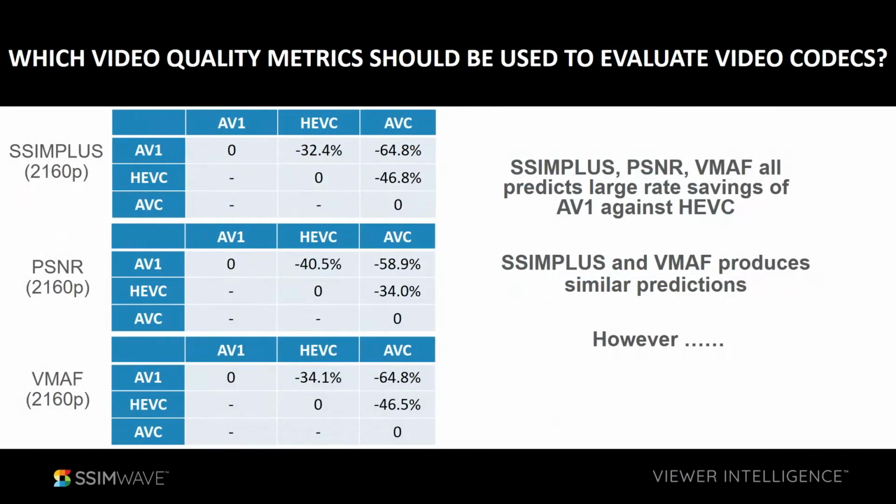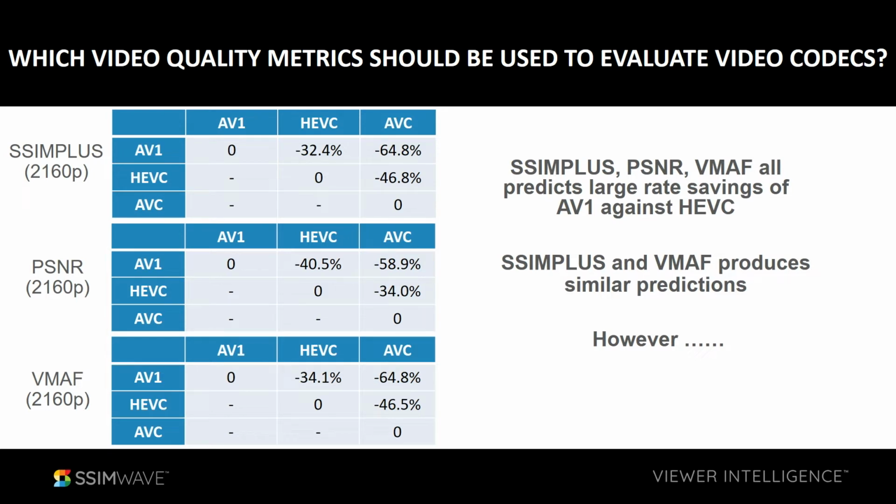Okay, so of course the next question is, just now I'm showing some results using SimPlus as the quality measure in order to measure rate savings. Of course, you're saying that probably if we use a different quality measure, then maybe the bit savings is going to be a bit different. So we did the same thing for SimPlus, for PSNR, and the VMAF.